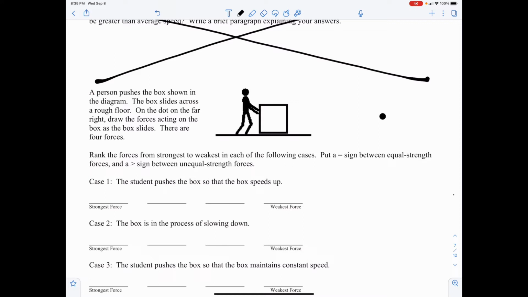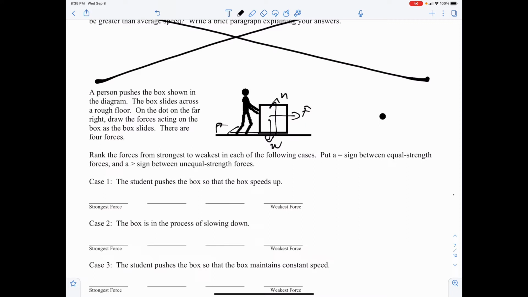A person pushes the box as shown. The box slides across the rough floor. The dot on the far right, draw the forces acting on the block as it slides. There are 4 forces. Okay, so if we're pushing, we have an applied force. You'll have friction. You'll have the weight going down, and you'll have the normal force going up. So those are the 4 forces they're talking about. Now just draw them from a central dot.